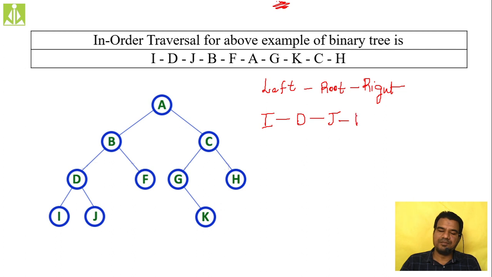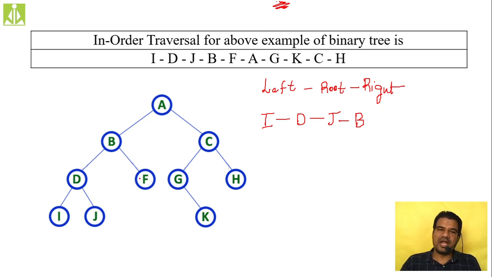I am visiting B. After visiting B, again what do I have to do? Move to the left side. Okay, sorry, right side, because the root is already visited. Try to move to the right side. On the right side I have F. So come to F and make F as root node.